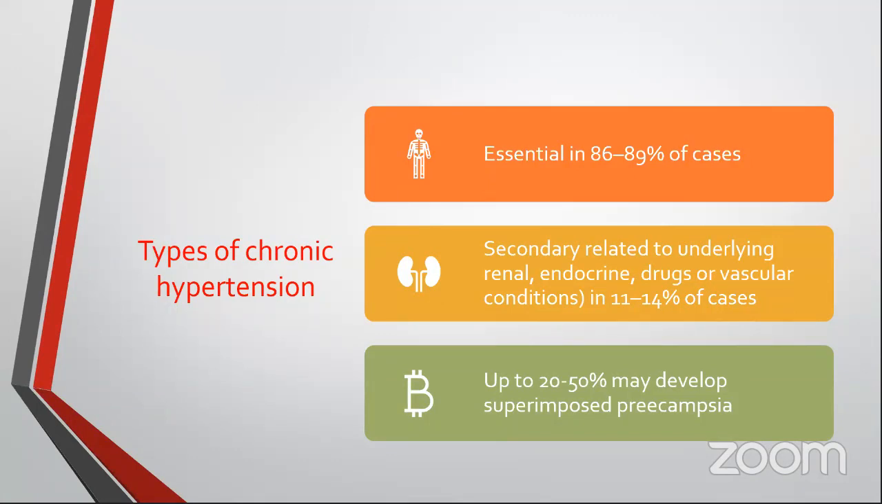Chronic hypertension can be essential in 89% of cases, or secondary to renal causes, endocrine causes, drug-induced, or vascular conditions in 11 to 14%. Up to 20 to 50% may develop superimposed preeclampsia. The importance of this slide is that as obstetricians, we should not forget the secondary causes of chronic hypertension. It is not all due to atherosclerosis. We have to look for other causes like pheochromocytoma, Cushing disease, renal disease, and others.